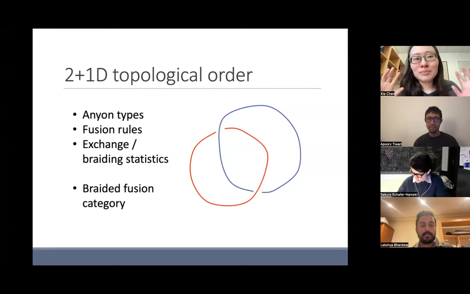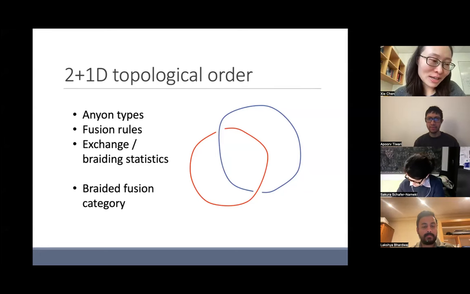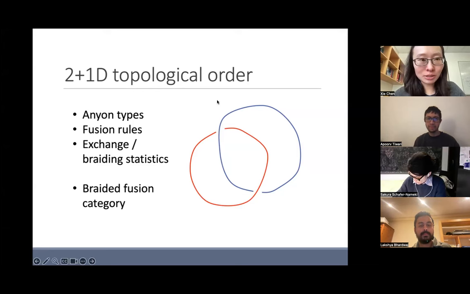I'm not pretending that I understand every word. I'm just putting the big word out and saying that mathematicians seem to have a very good handle on the characterization of 2+1D topological order.